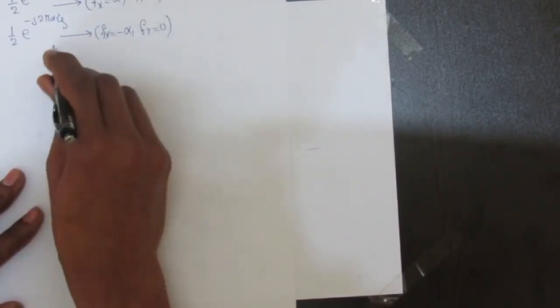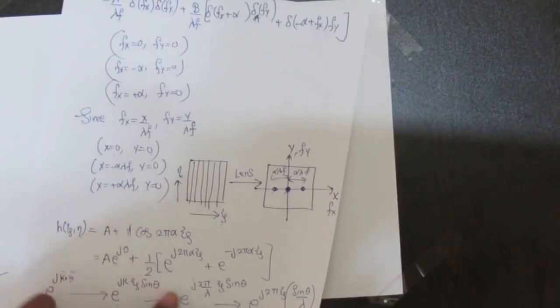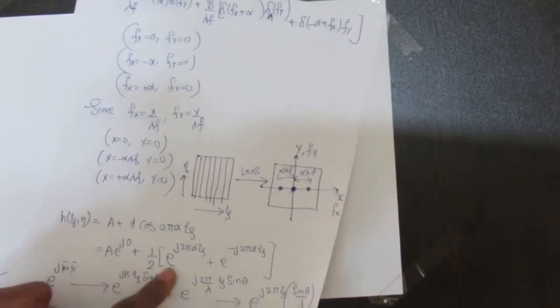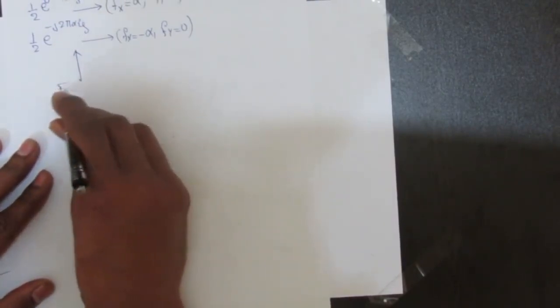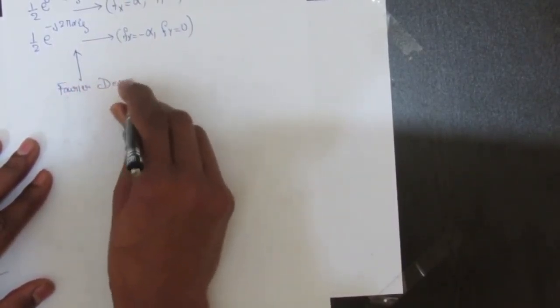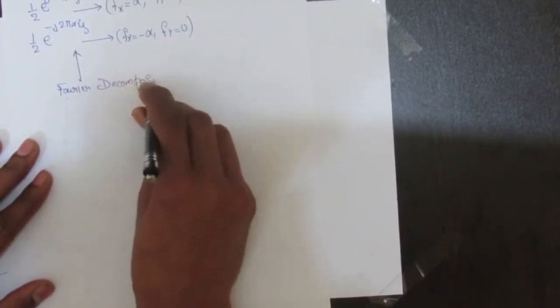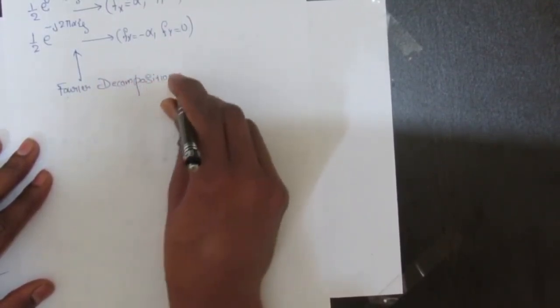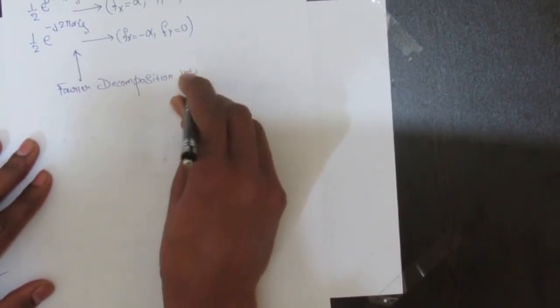How can you understand this? With these three points, I have represented the given function in terms of plane waves. That means what I have done is the Fourier decomposition, the Fourier decomposition into plane waves.